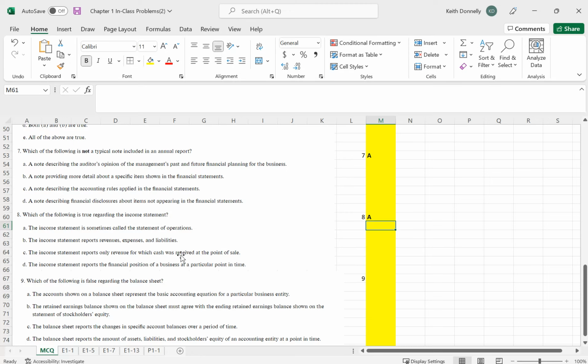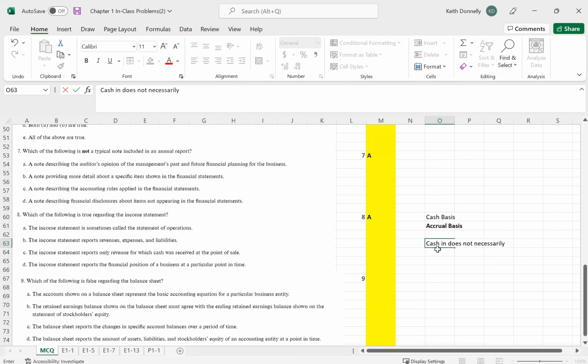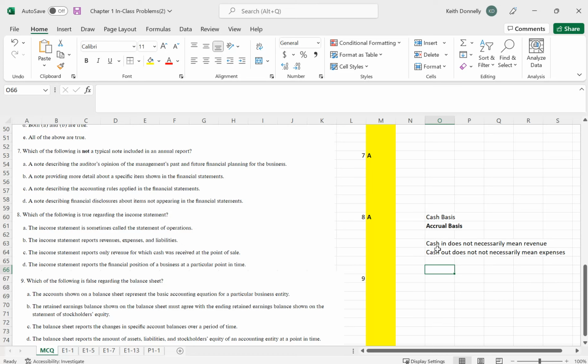Then it says the income statement reports revenue for which cash was received at a point of sale. That's false, right? One of the things we'll learn about is cash basis versus accrual basis. This is a later chapter topic, but I'm just planting the seed right now. What GAAP says is you have to use the accrual basis. Under the accrual basis, cash in does not necessarily mean revenue. Likewise, cash out does not necessarily mean expense. So if you have an inflow of cash or an outflow, it can, but it doesn't mean that it's revenue or expense, respectively. So for right now, just plant that seed in your head. We'll talk about what it means in a later chapter.